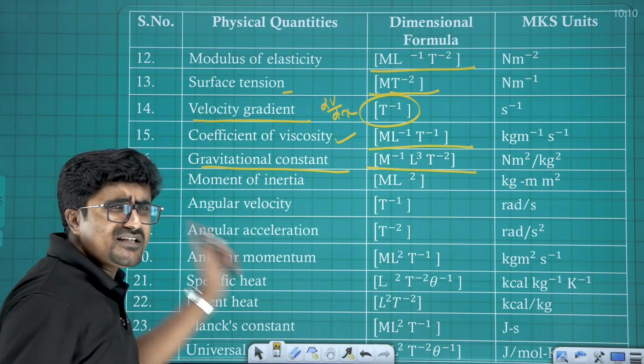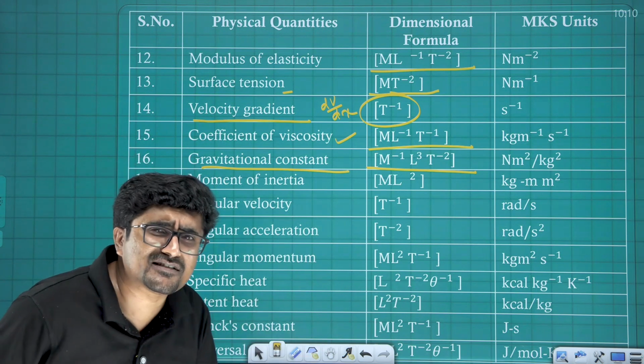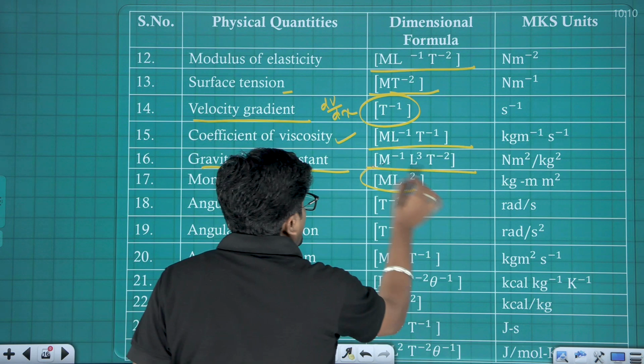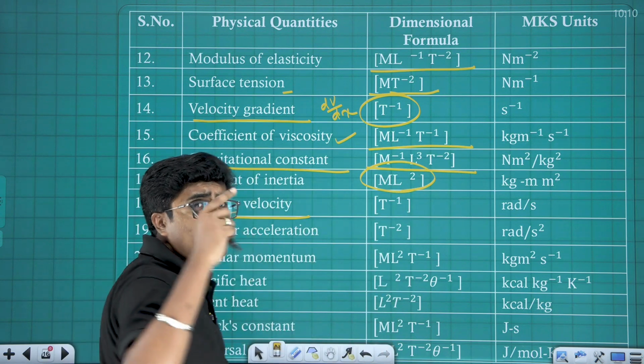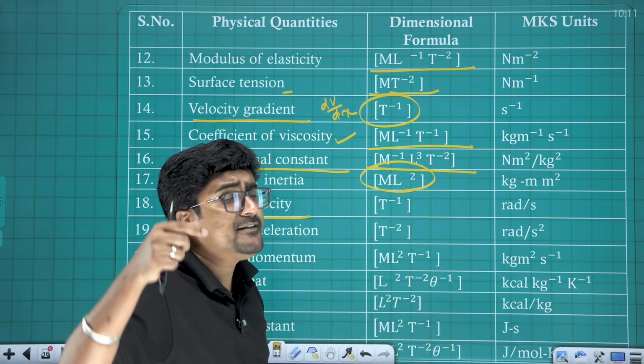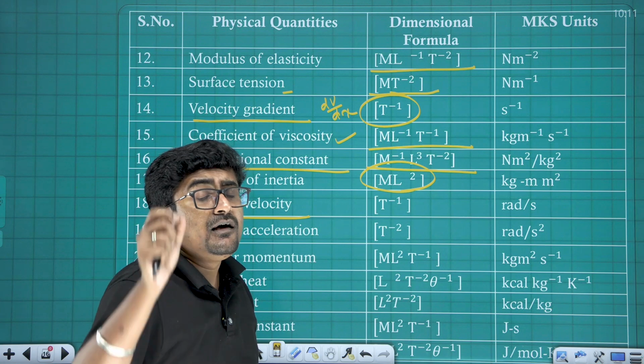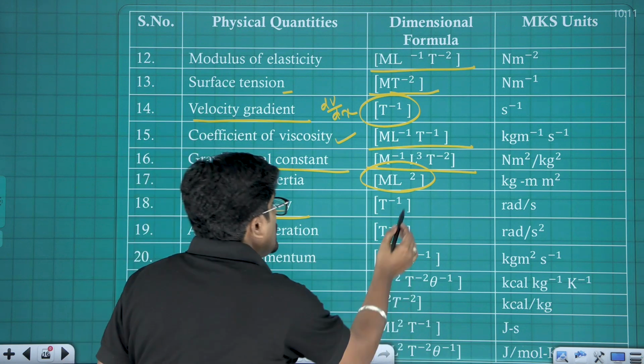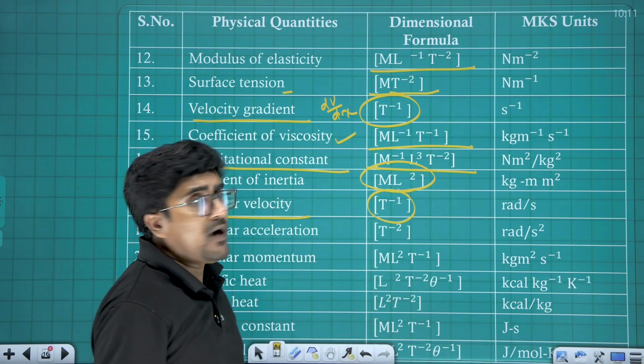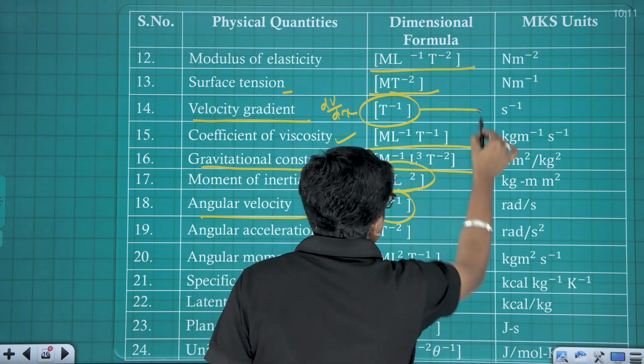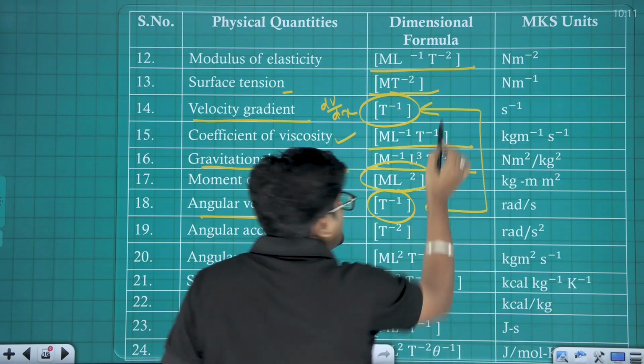Yes. Next is moment of inertia, mass into perpendicular distance square. That's why it's going to be M into L square. Here this is angular velocity, d theta by dt. d theta is dimensionless, so it's going to be T raised to minus 1. All right. Don't miss this. Both of these have the same dimensional formula.